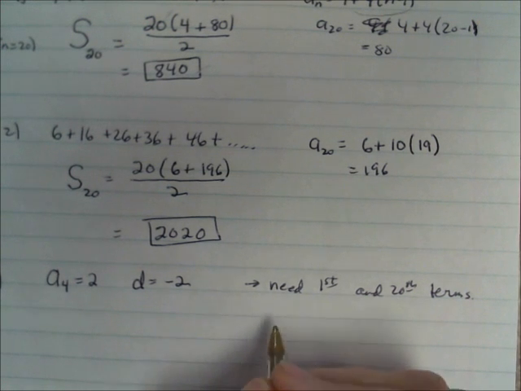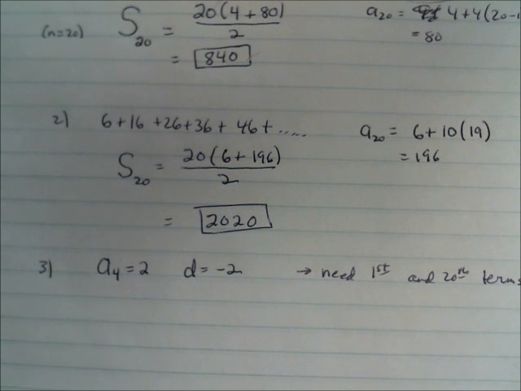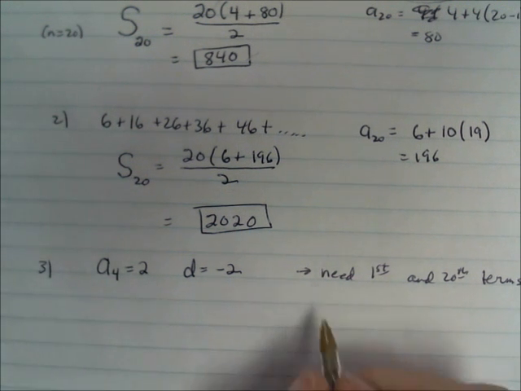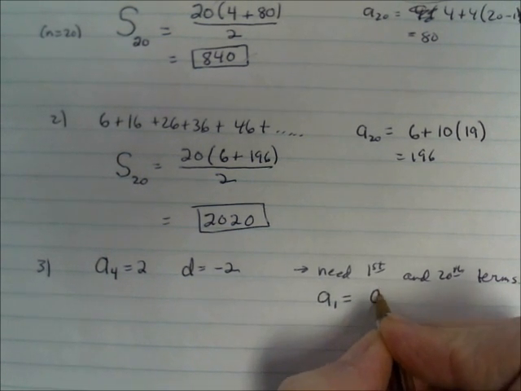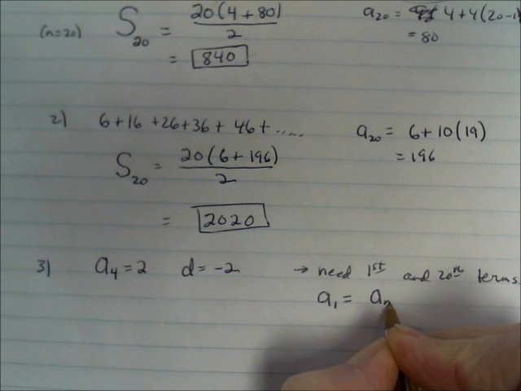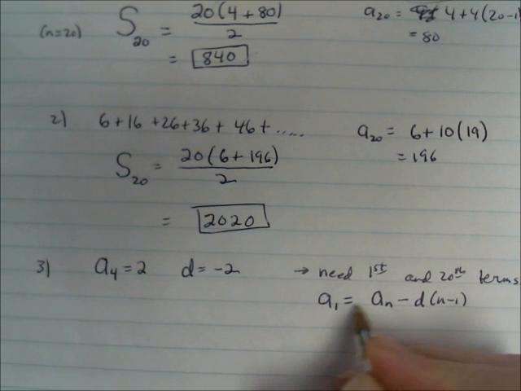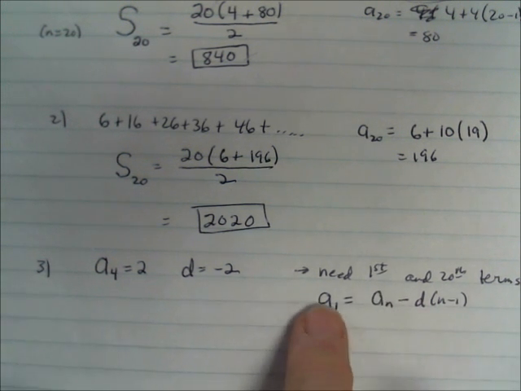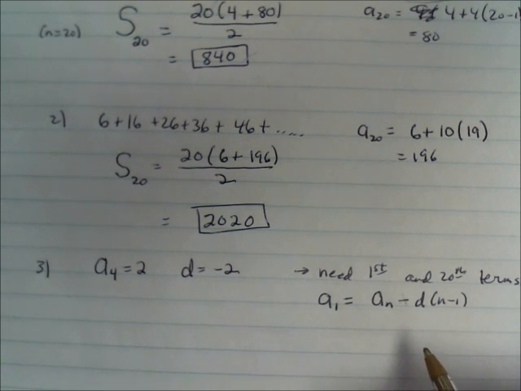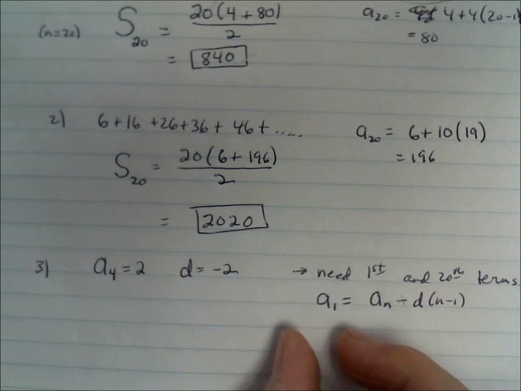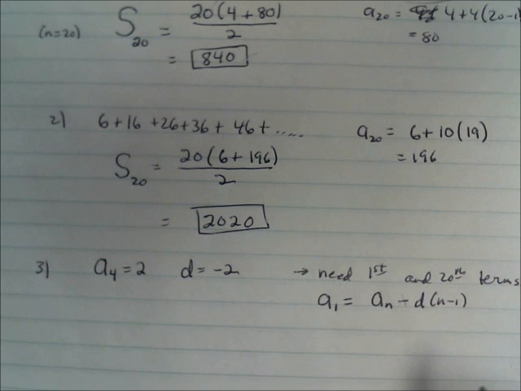All right, so from the formula that we learned yesterday, an equals a1 plus d times n minus 1. If you rearrange that, the first term is actually equal to the nth term minus d times n minus 1. That's just a modification, and make sure you know the difference. If I put the an on this side, then this minus becomes a plus, right? Or if you want to add to both sides here, you get an equals a1 plus d times n minus 1. I just moved it over to the other side.